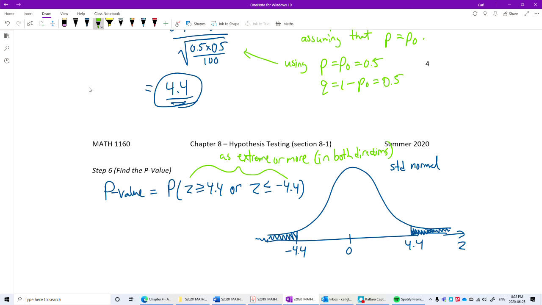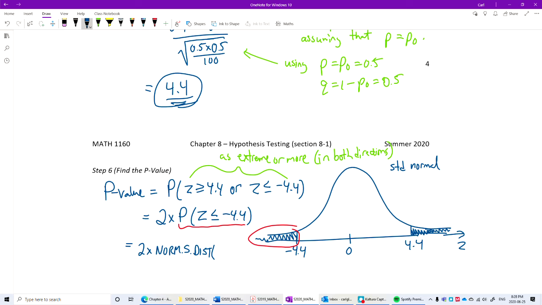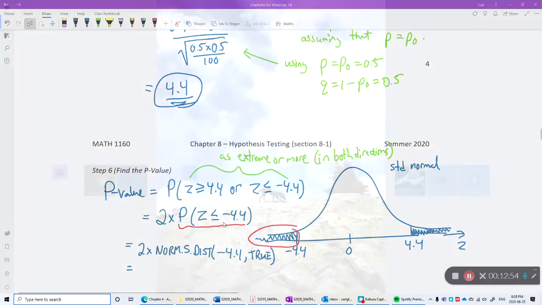Okay, so now we can figure out that area, right? Fortunately, this doesn't double the work. This is just going to be 2 times the probability, because they're the same. It'll be 2 times the probability that z is less than or equal to negative 4.4, right? It's just 2 times this thing. I can do that in Excel. 2 times norm.s.dist of negative 4.4, true. And that's going to be pretty small. Let's see what it is.